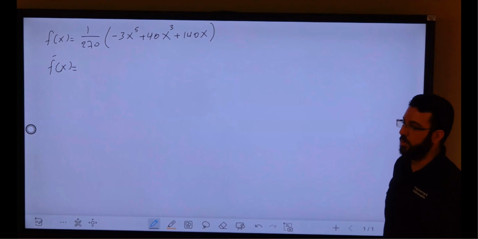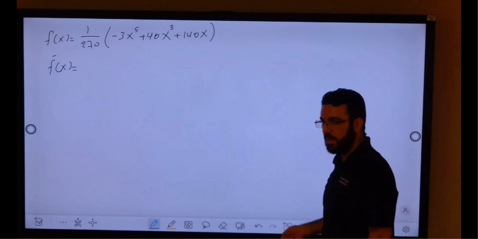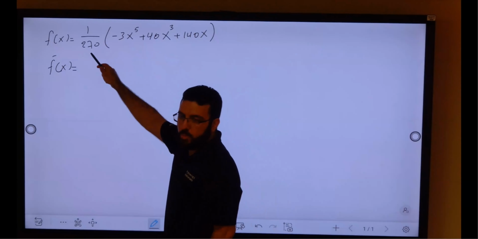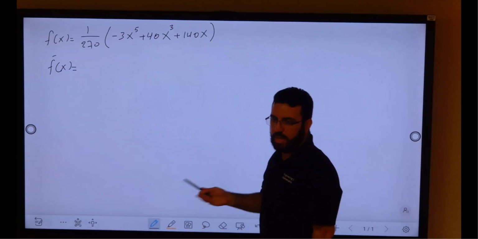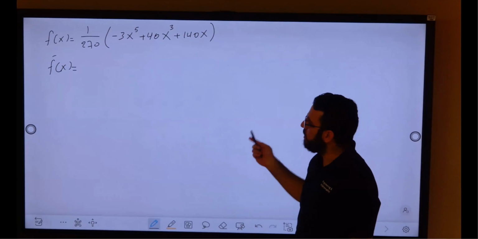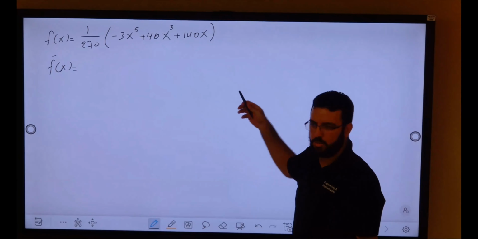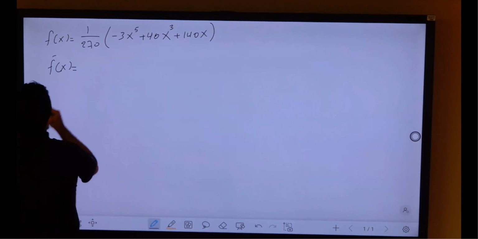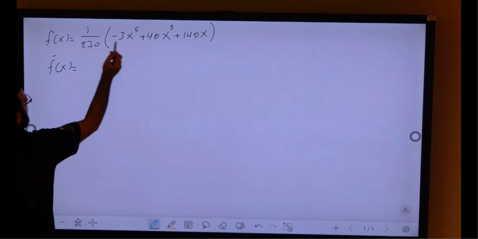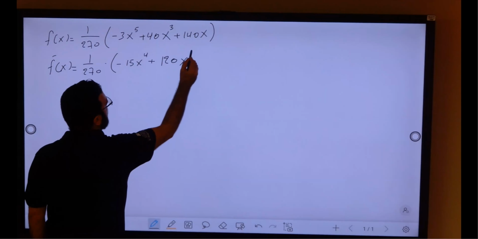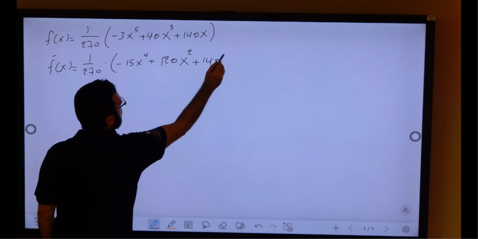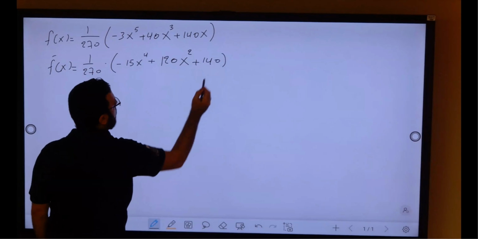If you use the product rule, you say the first one times the derivative of the second one, plus the second one times the derivative of the first one, which is going to be 0. So keep it just outside, because if you distribute it, you get fractions. Now don't work with the fractions. The first one times the derivative here. What's the derivative here? -15x^4 plus 120x squared plus 140. Yes or no? Plus the second one times the derivative of the first one, which is going to be 0.